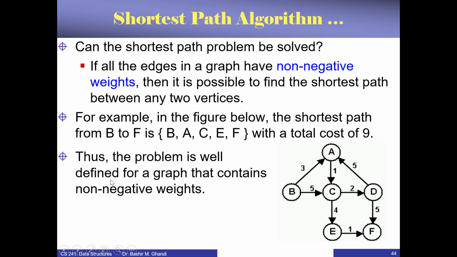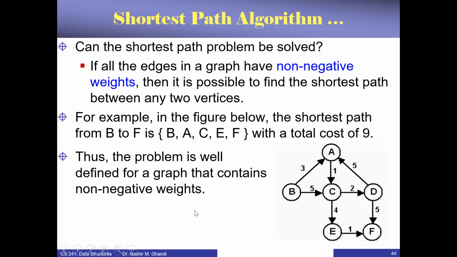That the problem is well defined for a graph that contains non-negative weights. I don't want to go into detail about it, but even for a graph that has negative weights, as long as those negative weights are not in a cycle, like this is a cycle. So if this is negative, I want to reduce the cost, just go a number of times across this cycle, and I will get a smaller value if the sum total of the cycle is negative.